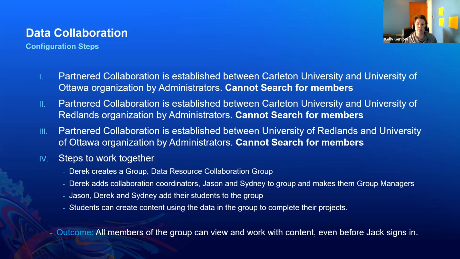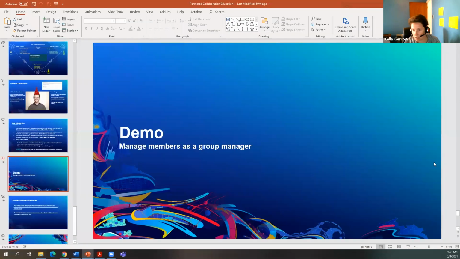So Derek's going to create a group, and actually, I think I'm going to change it up so it's Sydney, but this group is not going to have shared update capabilities. I don't want people editing the data. I don't want people working on content together. This data really is going to be the source of truth for this data repository. So it really is a read-only collaboration scenario. Derek's going to add collaboration coordinators to the group, and then the collaboration coordinators can add their students to the group, and then they can share content. So we'll take a look at what this actually looks like.